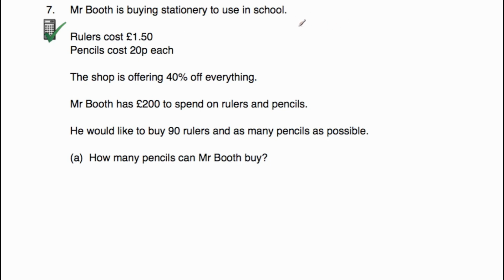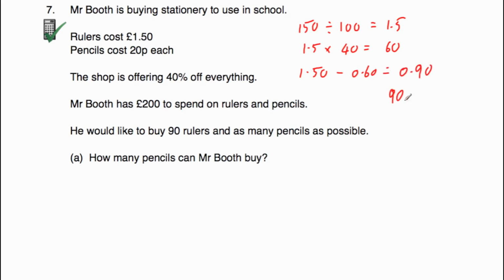So let's take our £1.50 or 150 pence, let's divide it by 100 to find 1%, so it's going to be 1.5, and then take our 1.5 and multiply it by 40 to find out what 40% would be. And whenever we do 1.5 times 40, that's equal to 60p. So he's saving 60p on every single ruler, so that's £1.50, take away 60p, and that would be equal to 90p. So each ruler costs 90p.